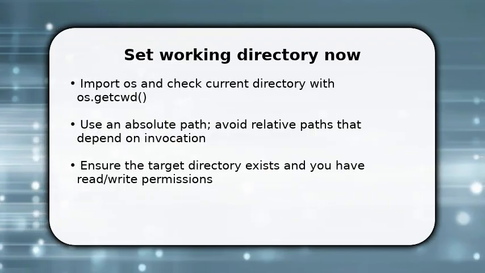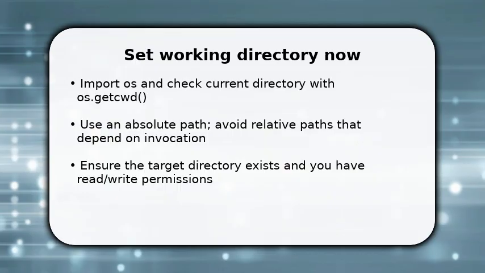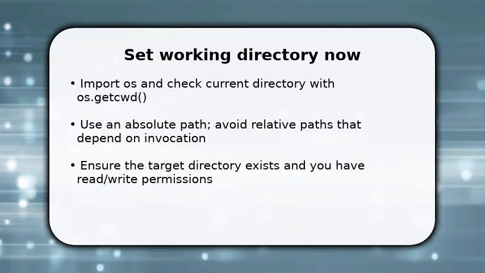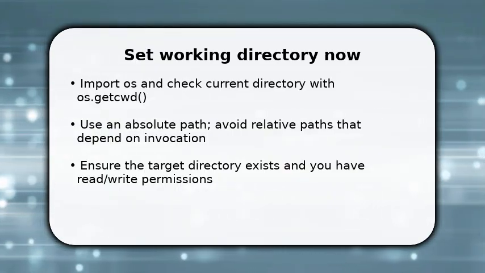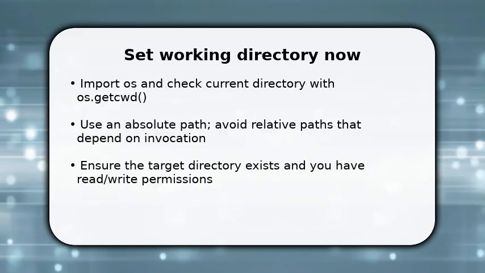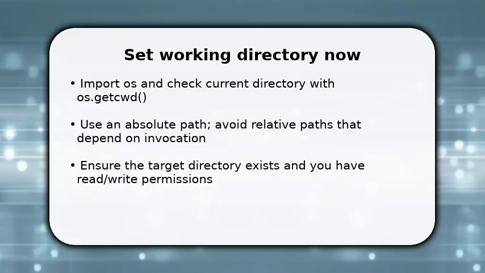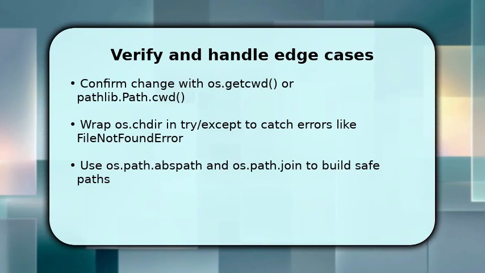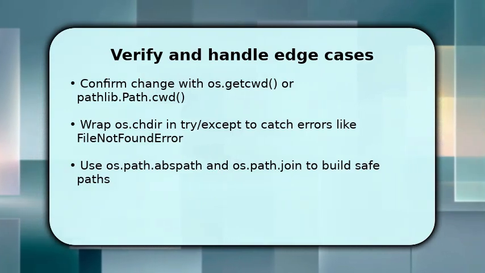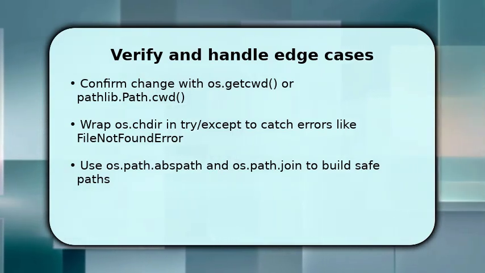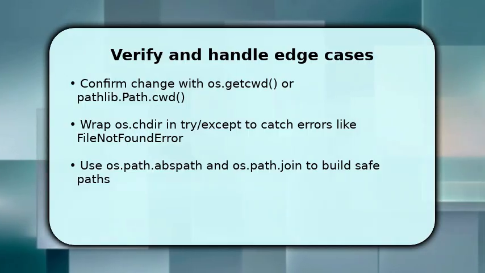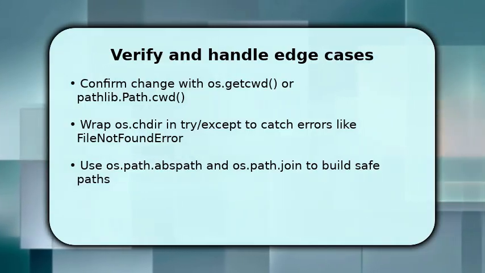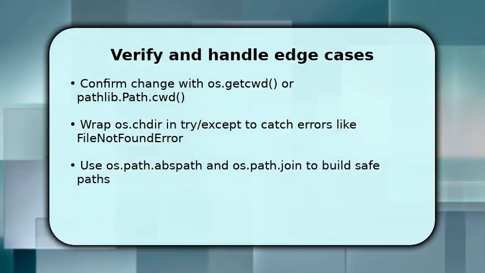Do this early in your script so subsequent file operations run in the expected location, otherwise file lookups may fail. Make sure the directory exists and confirm permissions before you move on. Once you call os.chdir, immediately verify success by checking os.getcwd or pathlib.Path.cwd. This confirms Python's working directory changed.